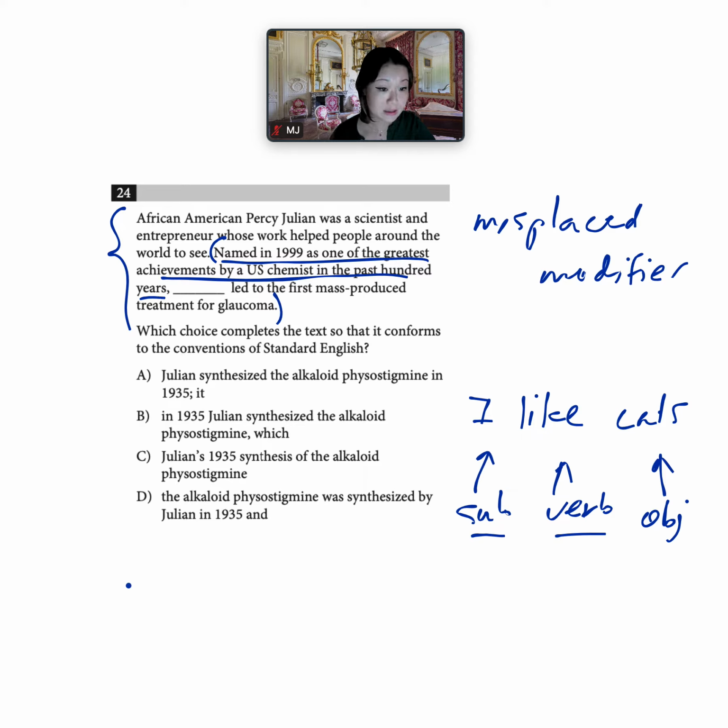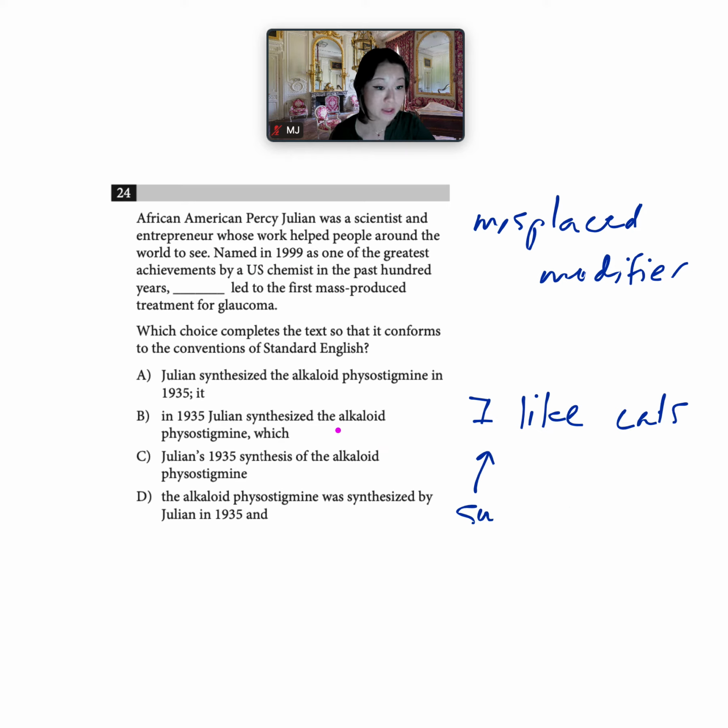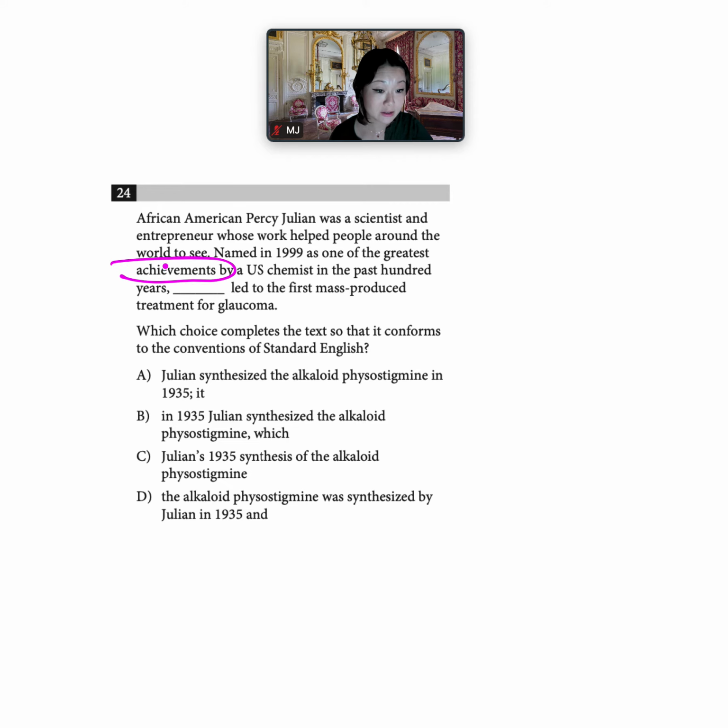So here, if you read this, it says, "Named in 1999 as one of the greatest achievements by a U.S. chemist," blah, blah, blah. Once you start getting into prepositions, you can cross this out as a prepositional phrase because that's really just modifying achievements. They're trying to be super tricky here, right? Because if you use the word named, what do you think you're describing? A lot of people will say a person, because a lot of times people are named, but other things can also be named, right? So if you're super careful here, we're actually talking about an achievement, right?